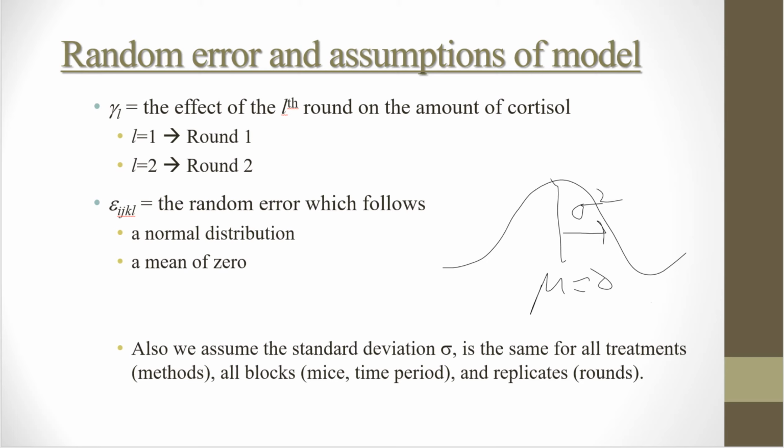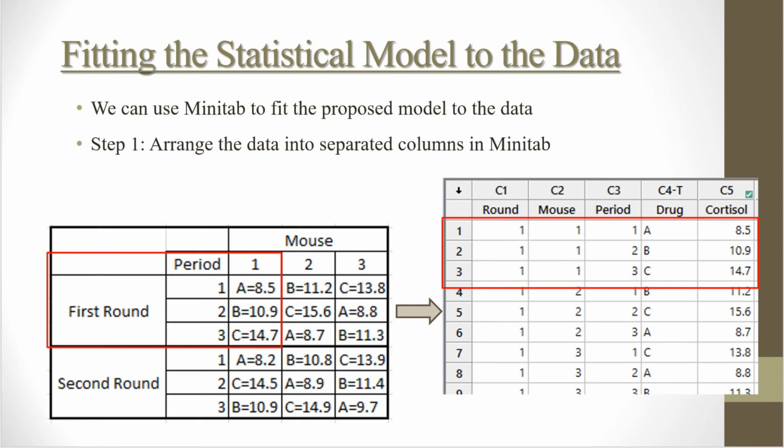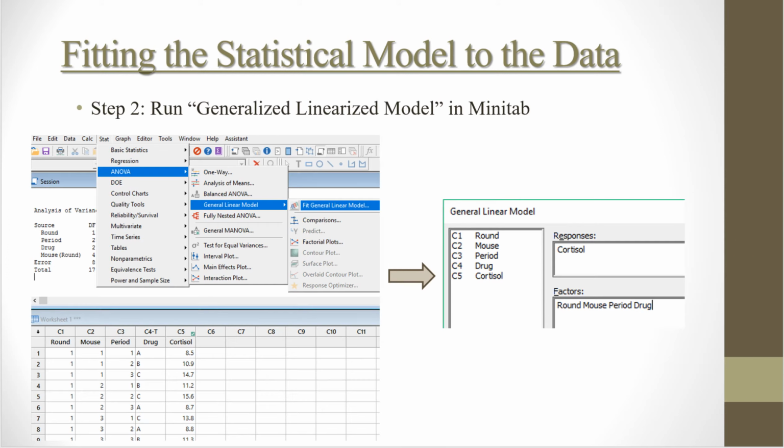So methods, mice, time period, and rounds in this case. And then we're just going to show you how to analyze the data. So basically, to fit the statistical model to the data, you're going to put the data into your best friend, Minitab. It's going to look very similar to a replicated Latin square design input. So you have a column for your round, a column for your mouse, a column for the time period, a column for the drug, and a column for your response, which is the amount of cortisol in this case.